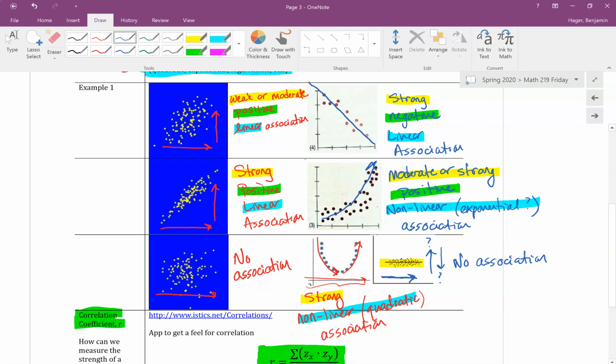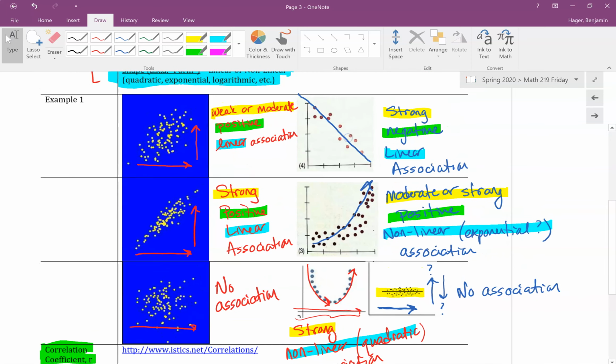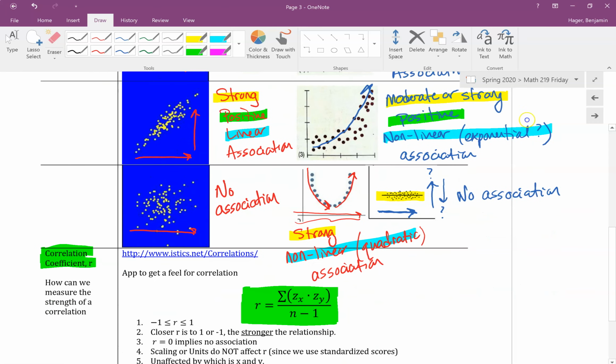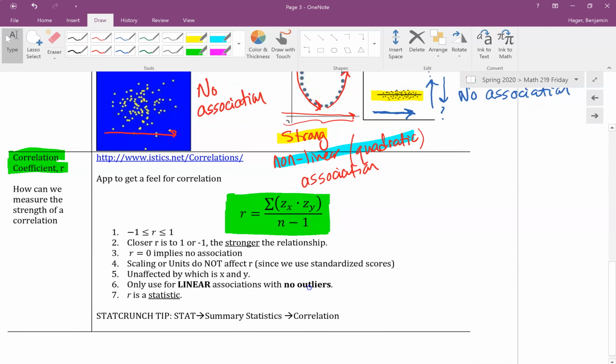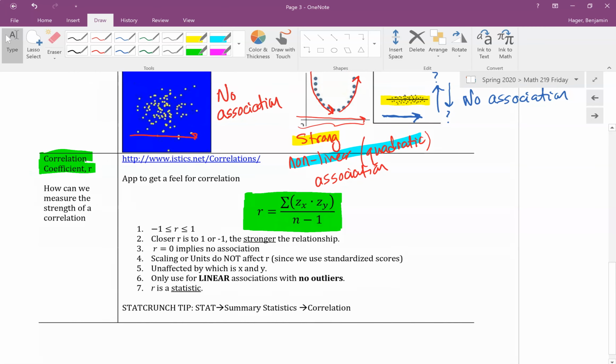Because right here, we're going on sort of what's your opinion on it? Is it weak or is it moderate? You take your best shot. Is it moderate or is it strong? What would you like to say? So it's a little willy-nilly. The correlation coefficient gives us a mathematical number that essentially tells us how strong or weak that correlation is.